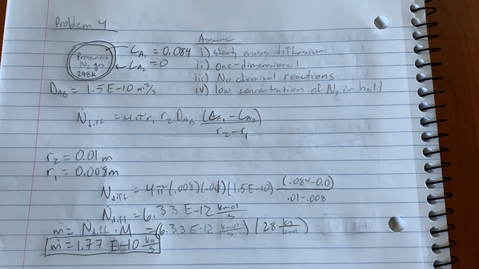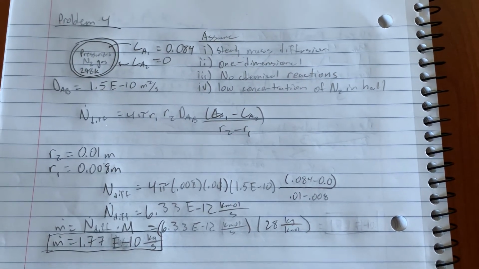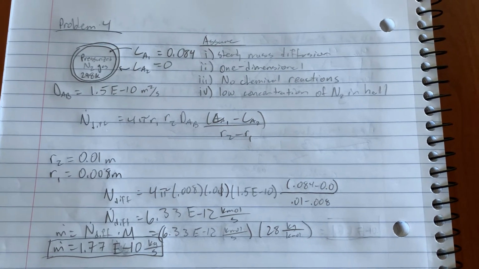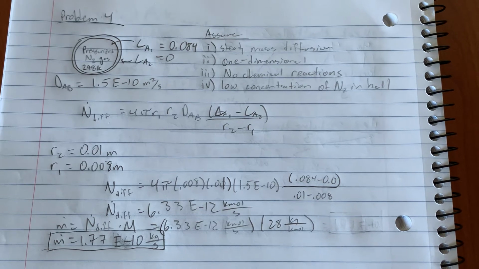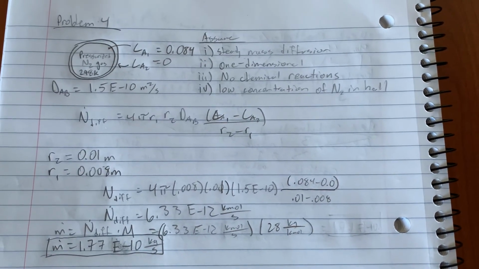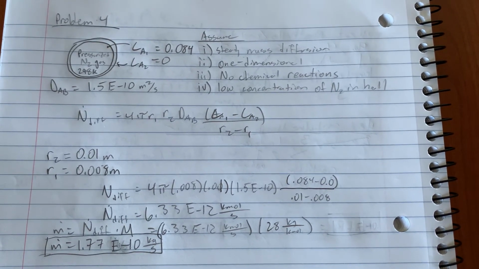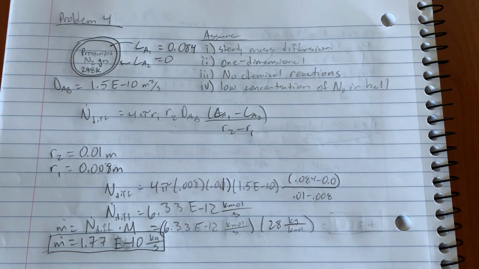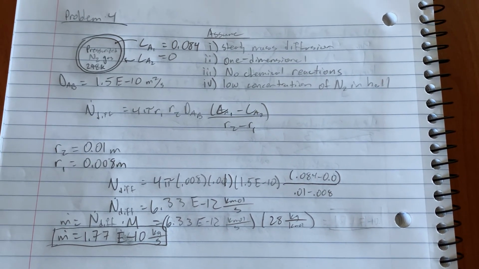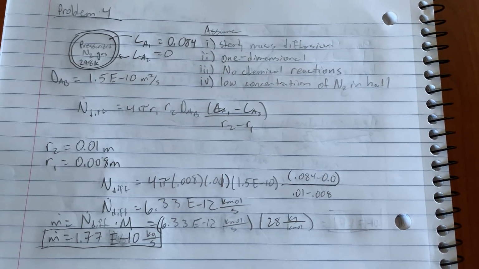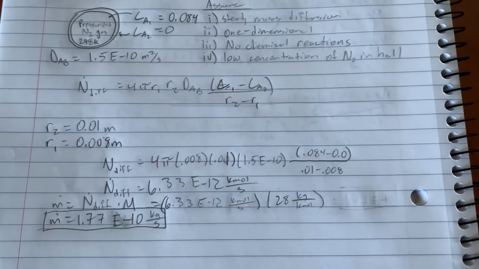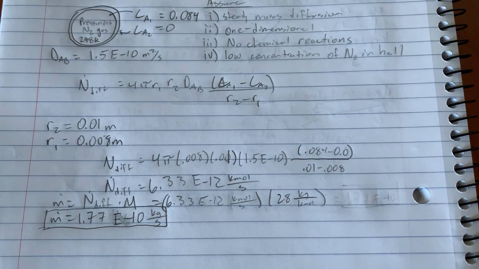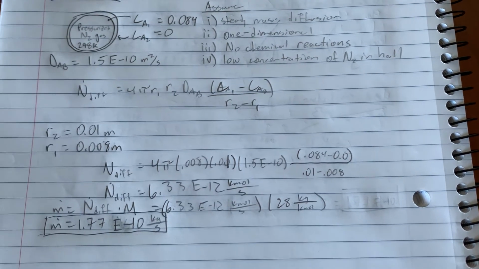And so you can assume steady mass diffusion, one-dimensional diffusion, no chemical reactions, and a low concentration of nitrogen gas inside the ball. Using table 4-13 and handout 1, you can find the diffusion constant of 1.5 e to the negative 10 meters squared per second. We can then apply the molar diffusion rate of 4 pi r1 r2 times that constant over the change in concentration over the change in radius.